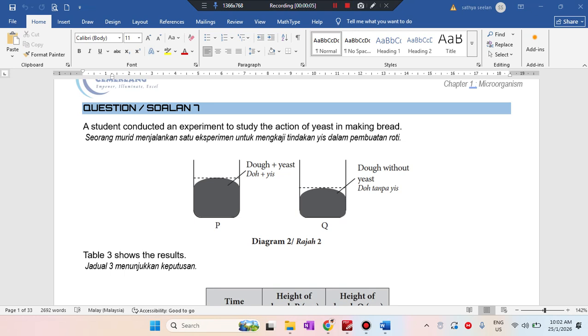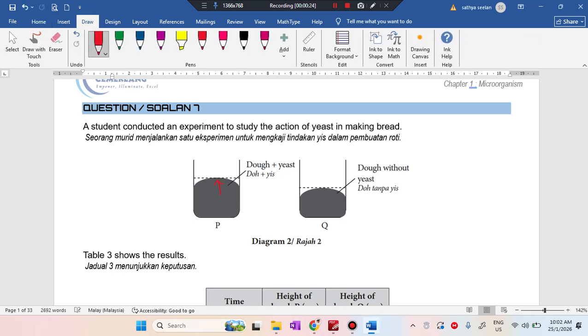Okay, let us start with question number 7. This is about beneficial microorganism. For example, yeast is used in making bread, right? What will the yeast actually do? Yeast will make it rise. Rice the dough.